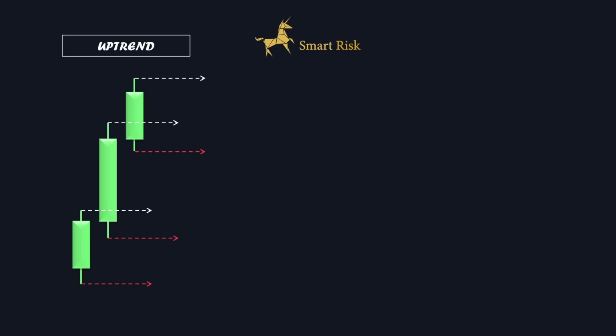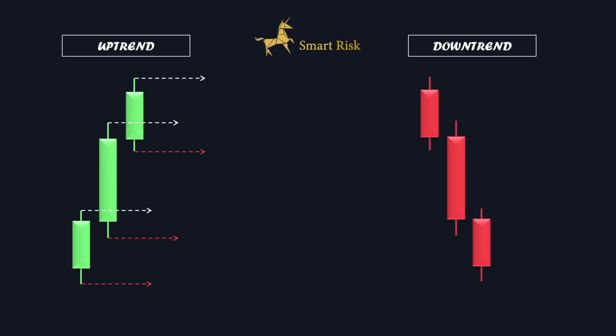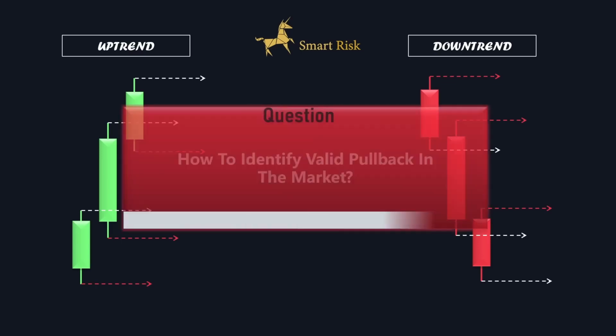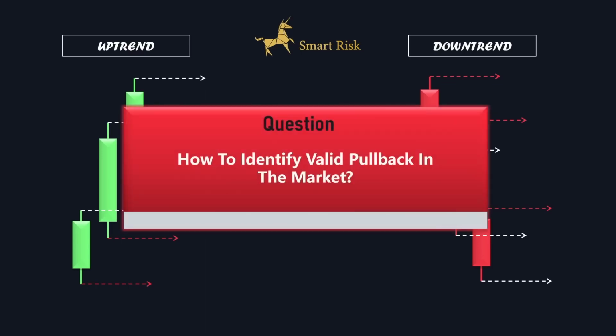The same concepts apply to the bearish scenario. A candlestick-based downtrend is characterized by a pattern in which the price action produces consecutive bearish candles, with each candle exceeding the lowest point of the previous one, signifying strong downward momentum. In a single bearish impulsive movement, it is crucial that the highest point of each candle remains equal to or lower than the highest point of the previous candles. Now let's see how we can identify valid pullback in the market.